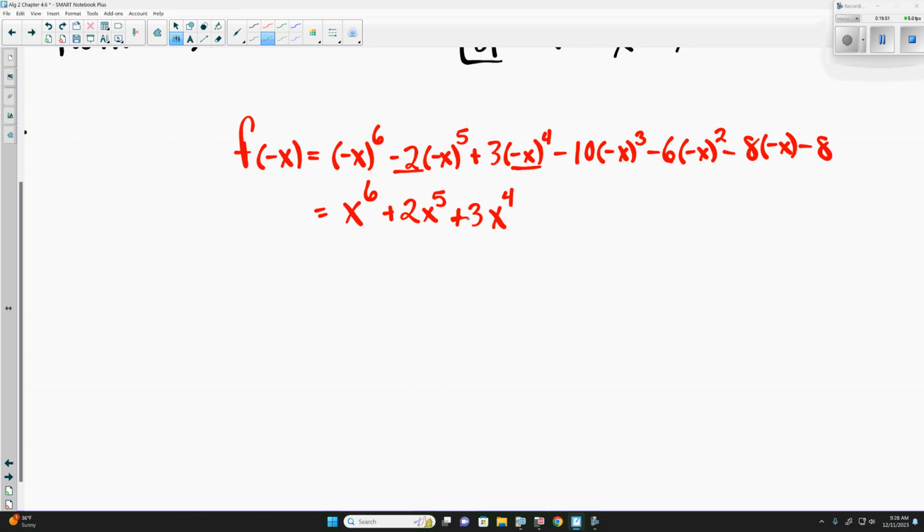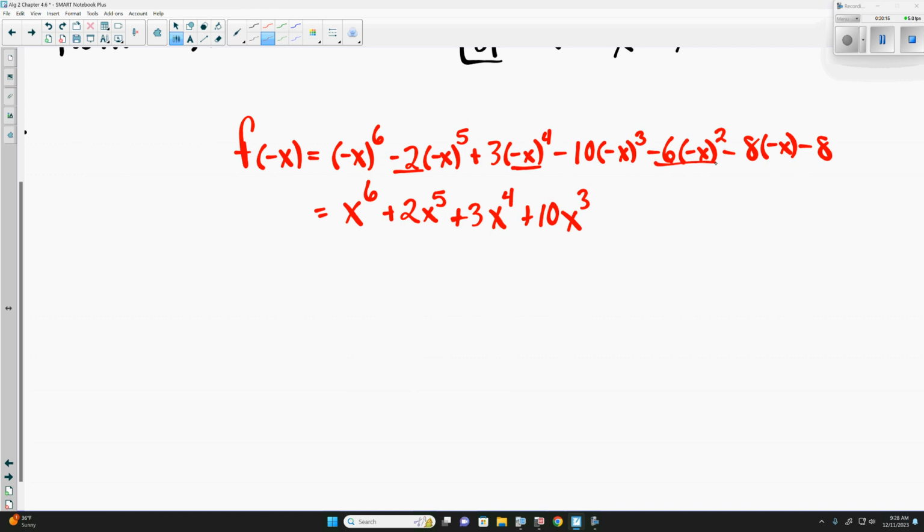Negative 10 times negative x to the 3rd. We still have x to the 3rd, but that negative, because it's an odd power, is going to stick with it. So we have our negative 10 times our negative. The negative and negative make a positive, so it's plus 10x to the third.